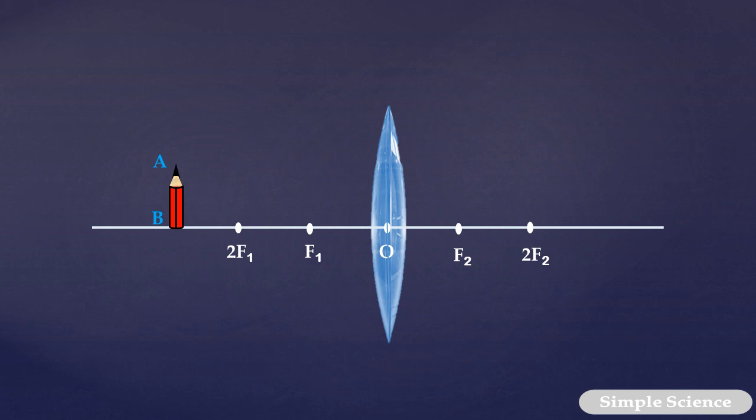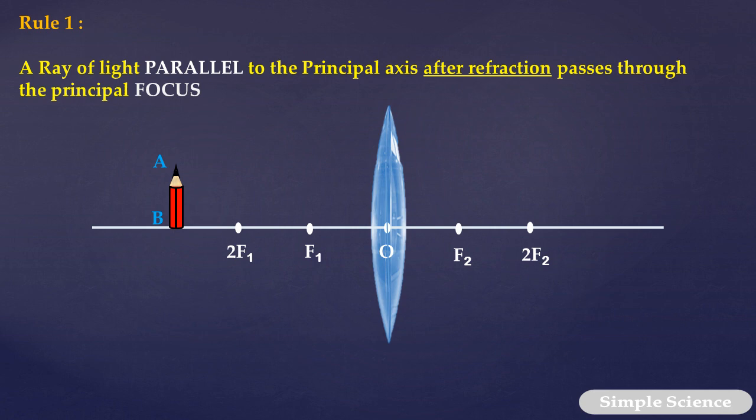First we are going to talk about the rules which we are going to use to draw the ray diagrams. So first rule is a ray of light parallel to the principal axis after refraction passes through the principal focus. Now from where do we have to take the ray of light? Yes, from the tip of the object. The base of the object, that is the base of the pencil, that is B, will be on the principal axis itself. So we need to take 2 or 3 rays from point A, the tip of the object, and we need to locate the tip of the image.